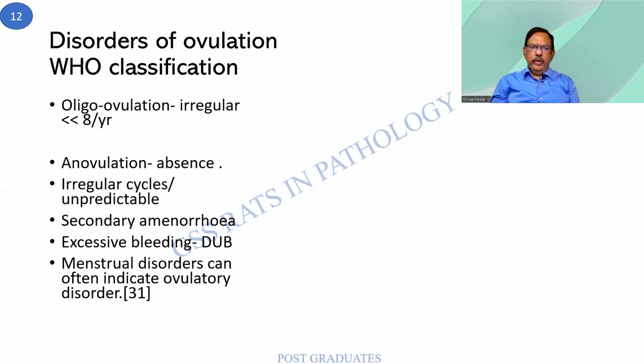The disorders of ovulation can be divided into oligo-ovulation, which is irregular, and anovulation, which is absence. Irregular cycles, which we see regularly, secondary amenorrhea, excessive bleeding, again always seen in the OBG request form. And any of the menstrual disorders can always indicate an underlying ovulatory disorder.